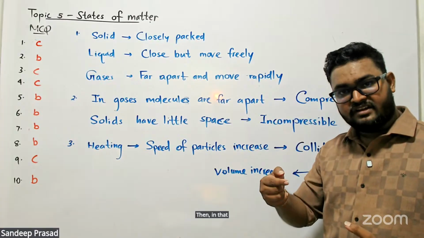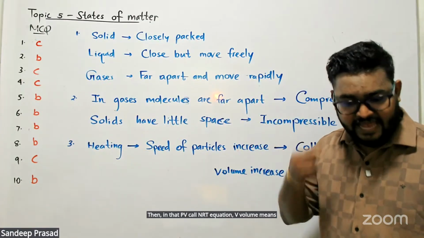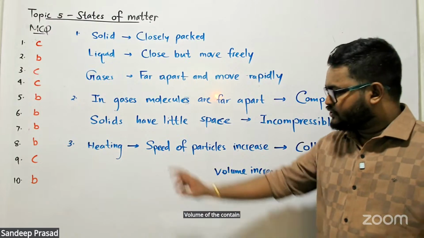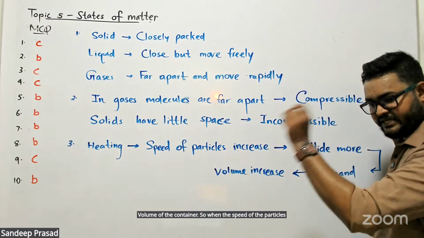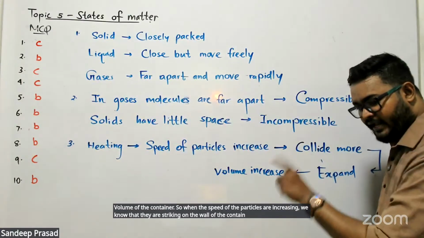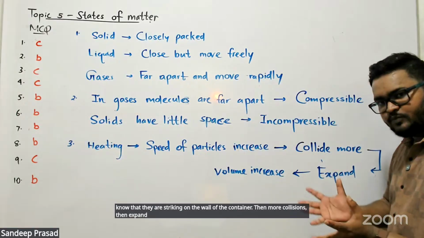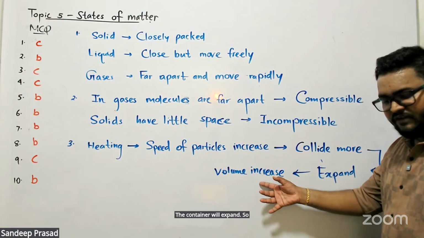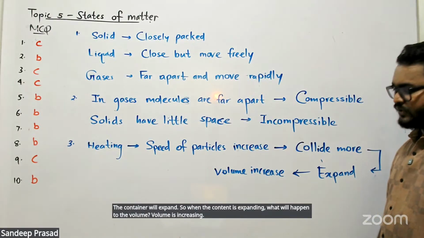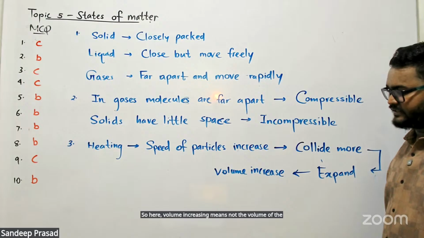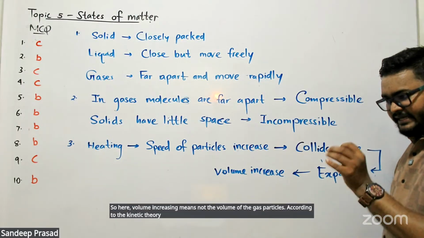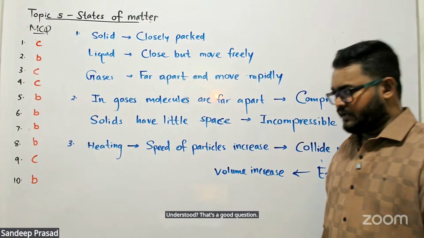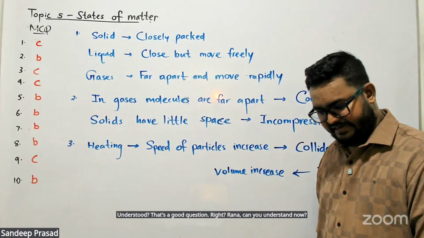Then in that PV equal nRT equation, V, volume means not the volume of gas particles. Then what is it? Volume of the container, students. So when the speed of the particles is increasing, we know that they are striking on the wall of the container, then more collisions, then expand. What is expanding? Not the gas molecules. The container will expand. So when the container is expanding, what will happen to the volume? Volume is increasing. So here volume increasing means not the volume of the gas particles. According to the kinetic theory, we consider that gases are point masses. Understood? That's a good question. Rana, can you understand now? Is it clear now?